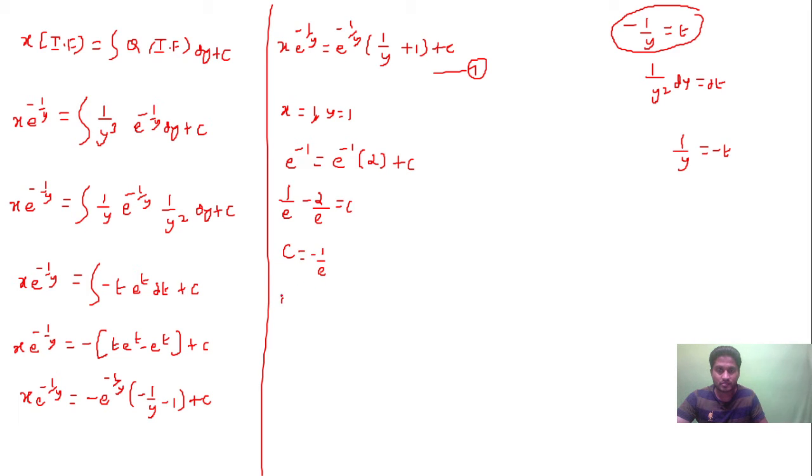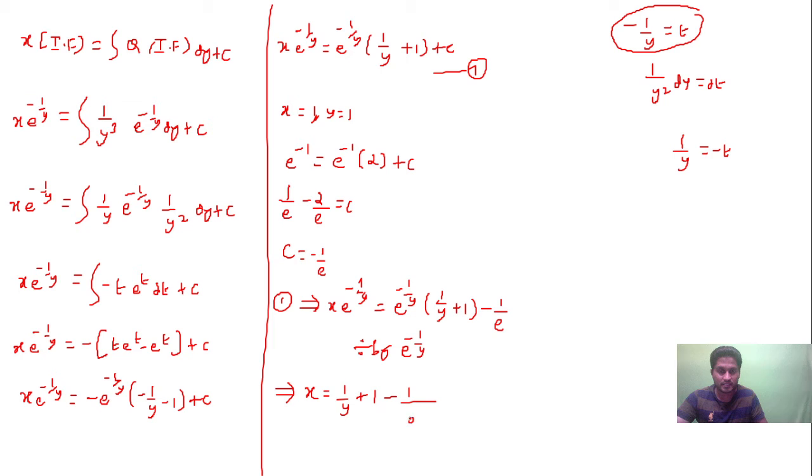If I substitute the value of c in equation 1, you get x into e to the power of minus 1 by y is equal to e to the power of minus 1 by y times 1 by y plus 1. The c value will be equal to minus 1 by e. I'm going to divide by e to the power of minus 1 by y. So this becomes x is equal to 1 by y plus 1, minus 1 divided by e into e to the power of minus 1 by y.